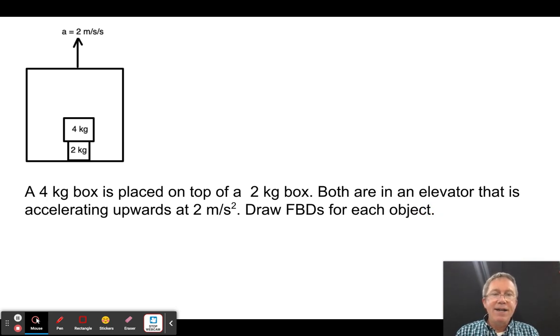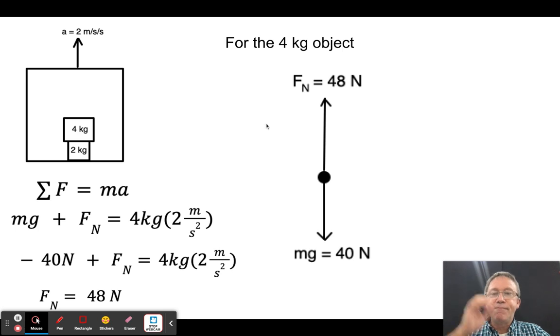Now we've got a 4 kilogram box stacked on top of a 2 kilogram box in an elevator that's accelerating upwards at 2 meters per second squared. Draw a free body diagram for each object. Well, let's start with the one on top. It'll be easier. The one on top has a mass of 4, so I know that mg is 40.